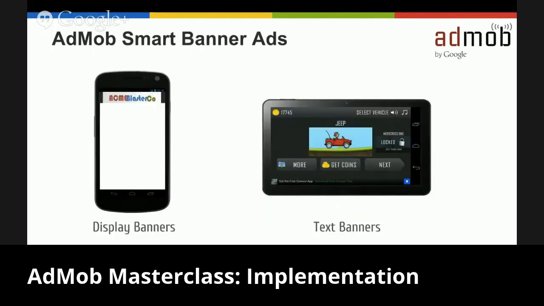Finally, smart banners. Now these are a great way to really adapt to the fragmented screen widths of different devices. So what they'll do, and you'll see from the display banner or the text banner, they'll really just fit in with the width of the current device at that time. So if it's a display banner, we'll add some padding either side and center the image ad. Or if it's a text ad, we'll just stretch it out and show more textual content.